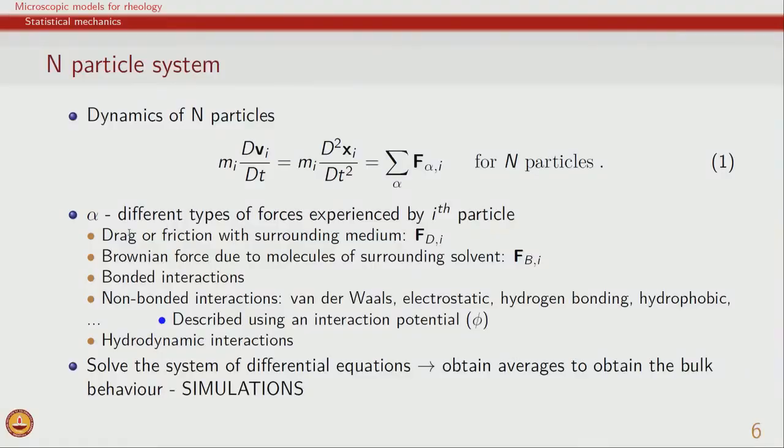And so, the N particle system, we have said, evolves from one state to the other, and this evolution is based on the dynamics of each and every particle. So, for all capital N particles we can write a governing equation, and in this case this is nothing but a linear momentum balance or Newton's second law, which says that mass times acceleration is equal to the sum of all the forces on it. Now, the forces that each and every particle experiences could be of different types. It could be the drag or friction which is experienced based on the surrounding medium. So, quite often we use Stokes law kind of expressions to describe the drag force experienced by a single particle.